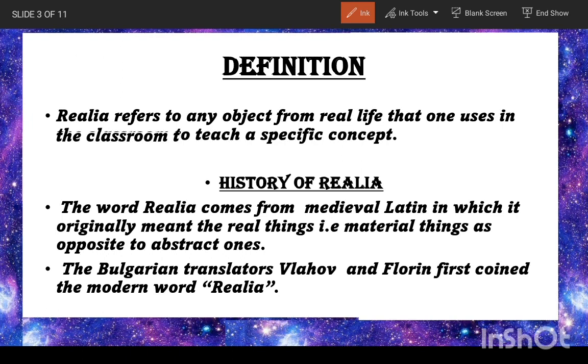Next, history of Realia. The word Realia comes from the medieval Latin in which it originally meant real things, that is material things, as opposite to abstract ones. The Bulgarian translators Vlahov and Florin first coined the modern word Realia.